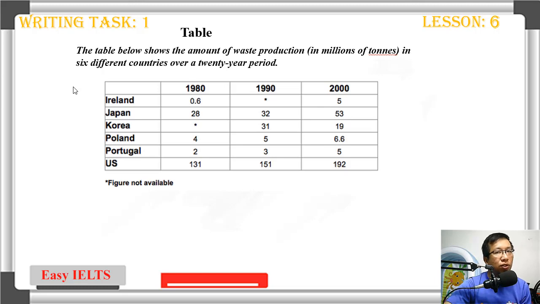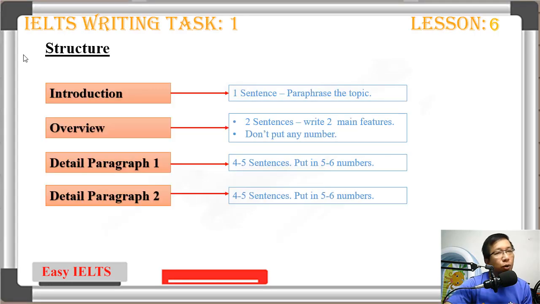Okay. The topic for today is the table below: the amount of waste reduction in millions of tons in 6 different countries over the 20-year period. And before we continue, I'm going to remind you the structure that we use. For introduction, 1 sentence; overview, 2 sentences; detailed paragraph, 3 or 4 sentences, sometimes less than that; put in 5 or 6 numbers.